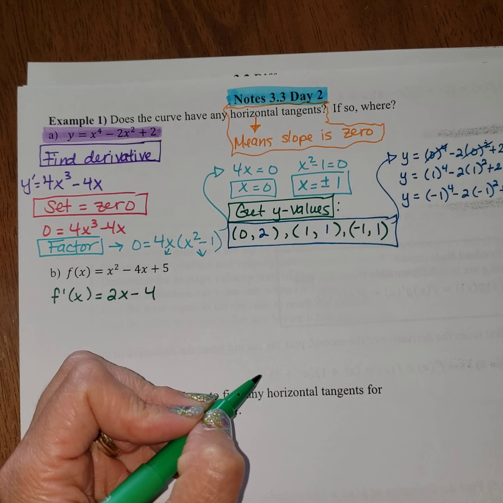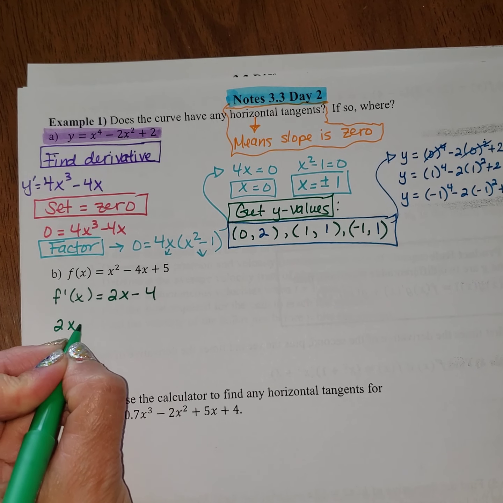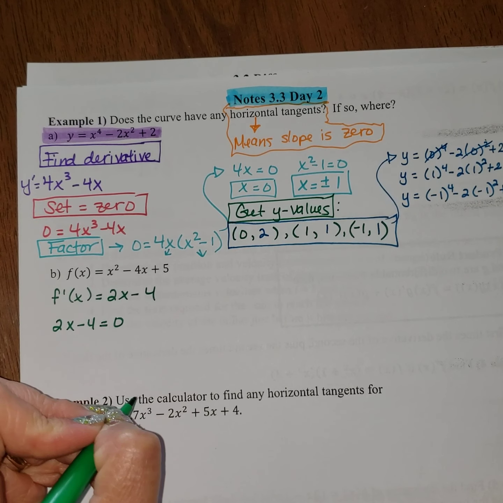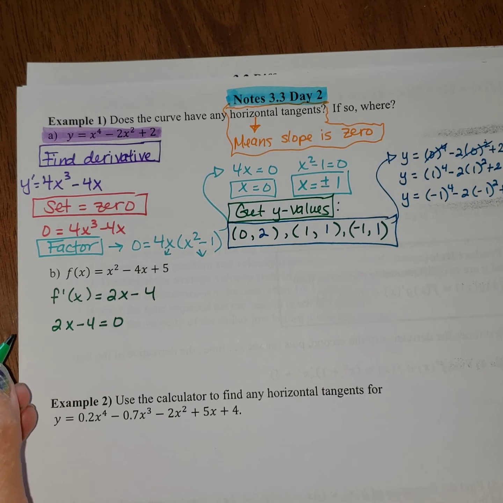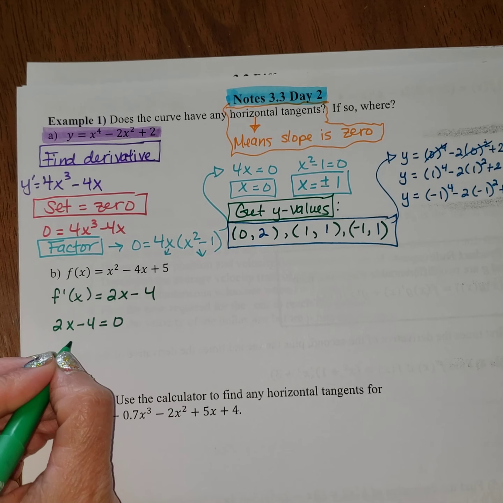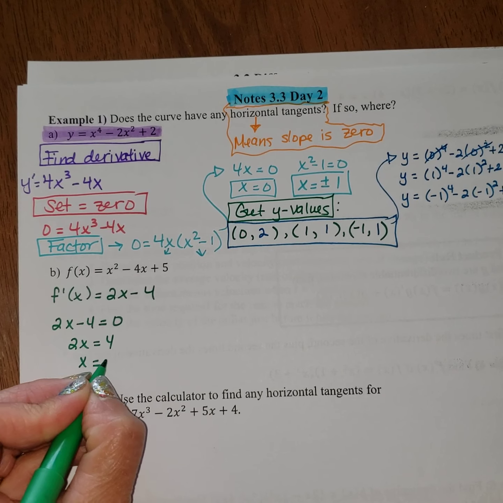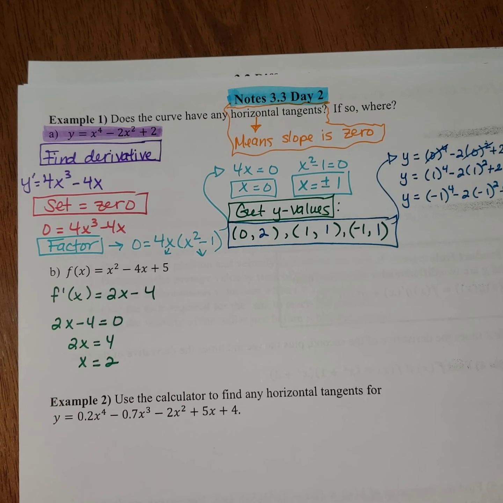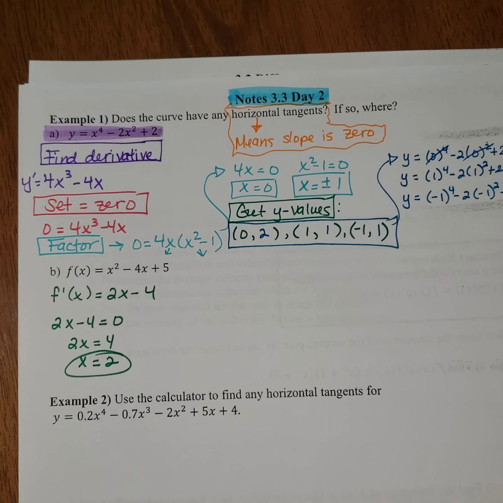Okay. Got the derivative. Now we need to set it equal to 0. So 2x minus 4 equals 0 because we're trying to find where the horizontal tangents are. Horizontal lines have 0 slopes. Add 4 to both sides. 2x equals 4. Divide by 2. X equals 2. So this one's only going to have one point where there's a horizontal tangent. So we only have one x value that we got here.